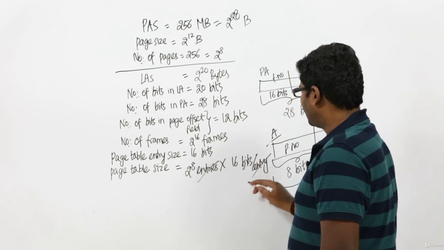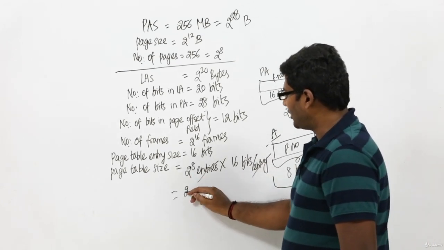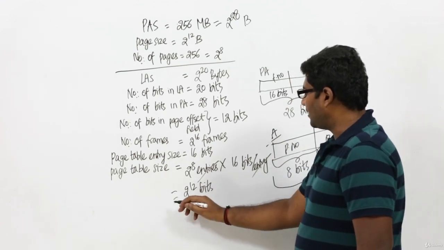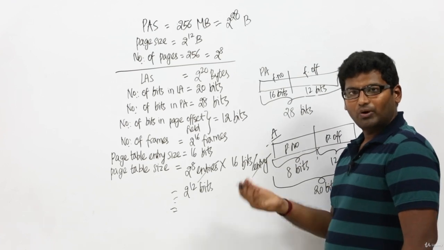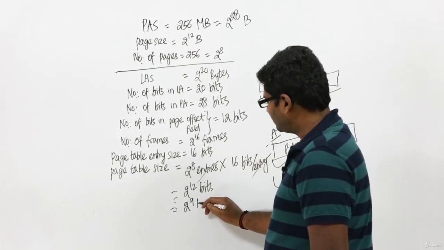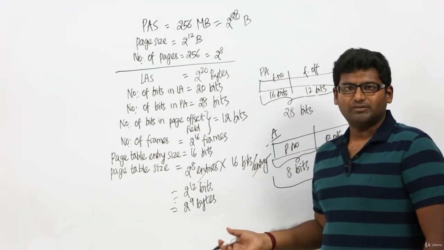Again entry and entry will get cancelled. So 2 power 8 into 2 power 4 is nothing but 2 power 12 bits. If I want, I can divide it by 8 in order to get the answer in bytes. And so 2 power 12 divided by 2 power 3 is 2 power 9. So 2 power 9 bytes is the total size of the page table in bytes. Okay.